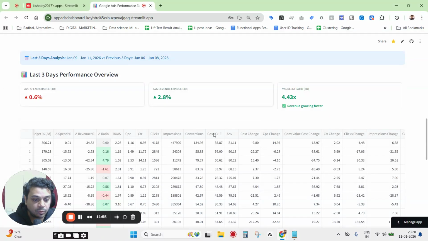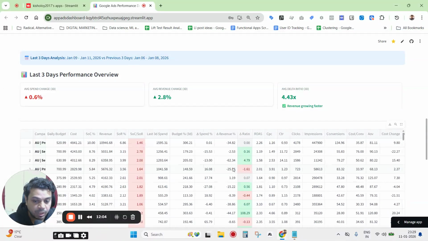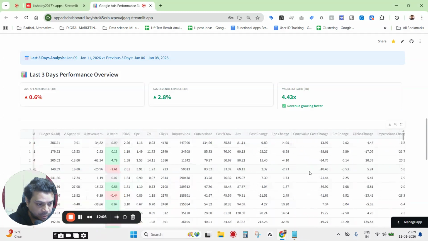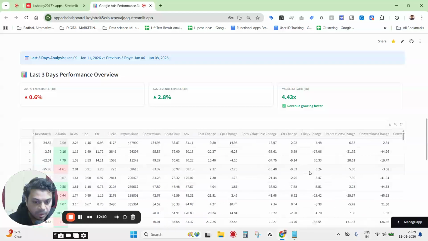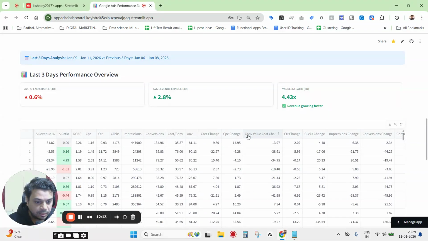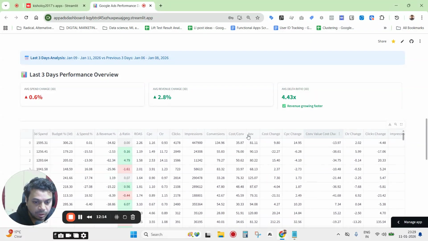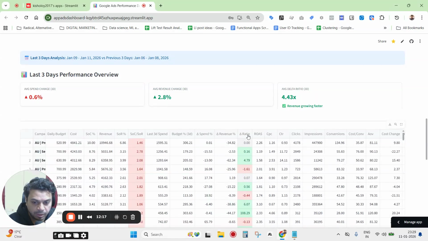Because then you also have to look at cost per conversion, you should be looking at the change levels, you should be looking at conversion value by cost, which is your ROAS. So that has to be taken into account as well, right? So these are all the factors that have to be taken into account.